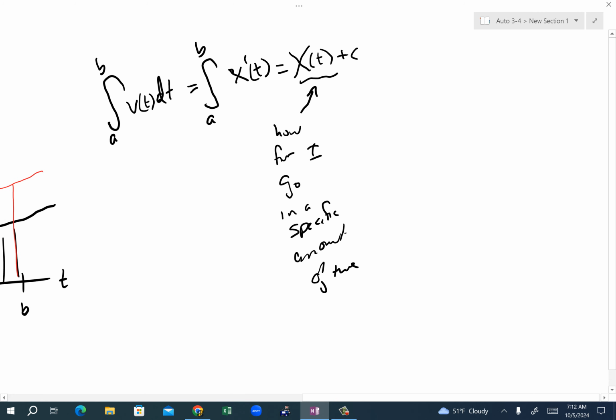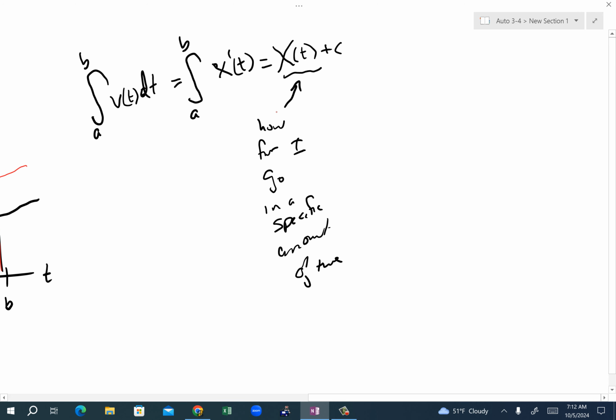When I say how far I go in a certain interval, what are we going to do with those values? You need to know a time frame, like from time equals 2 to time equals 5, or between hours 1 and 3, whatever you're doing. When we do this, what you're going to see is x of t. We're going to write it like this: that's capital X, and we're going to evaluate it from A to B, and say it's capital X of b minus capital X of a.